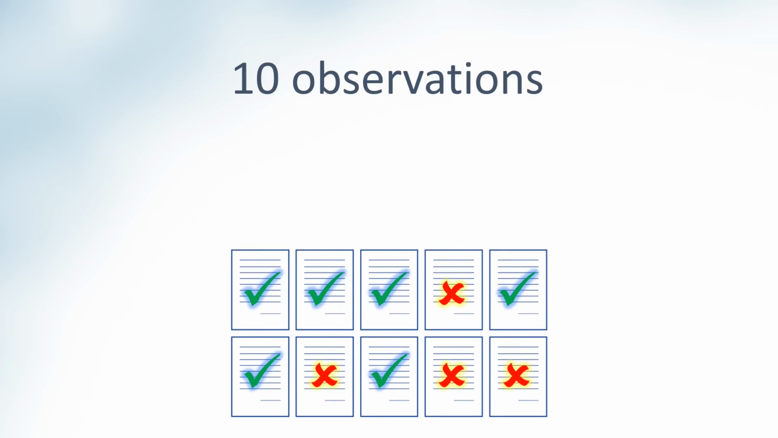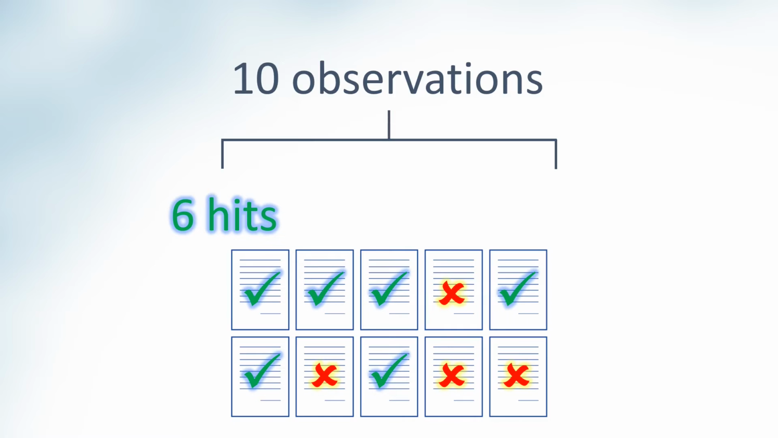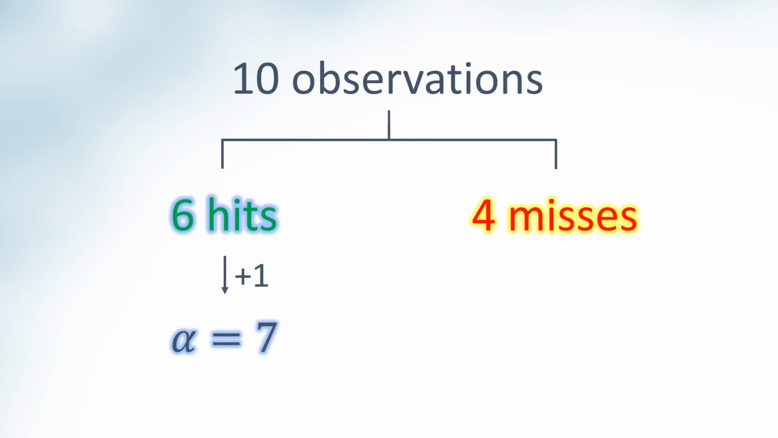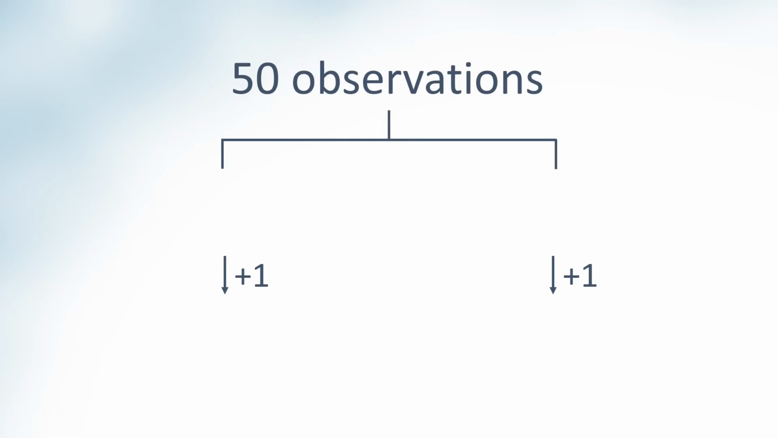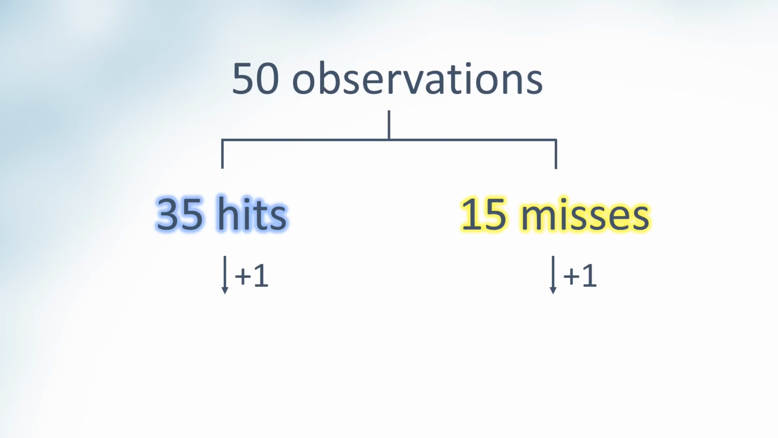In practice, this means that if we have, for instance, a total of 10 observations with 6 successes, or hits to use a broader term, and 4 failures, or misses, we define alpha as 7 and beta as 5. For a scenario involving 50 observations, where 35 are hits and 15 are misses, we would designate alpha as 36 and beta as 16.